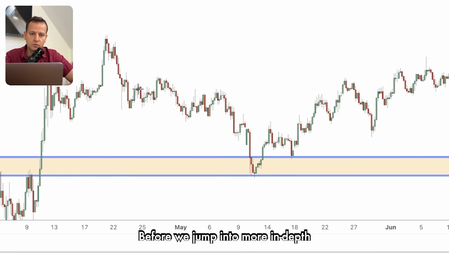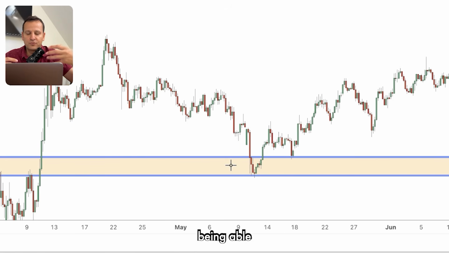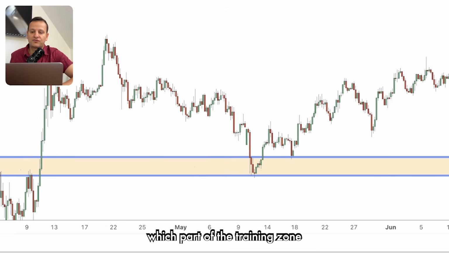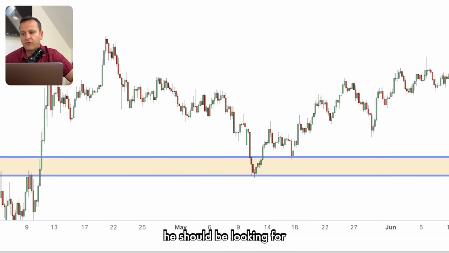Before we jump into more in-depth analysis, guys, I wanted to share that this is a screenshot, but I will also walk you through a live trading environment. This is done for the sake of portraying more clearly what I want to say first, and then we can move to a live chart. Initially, once we have spotted the supply and demand zone, and this was a question asked by a student, he was struggling to identify which part of the trading zone he should be looking at in order to maximize his entries and minimize the potential risk.